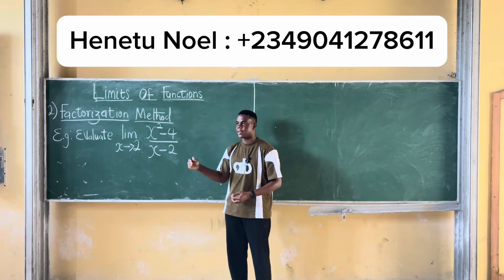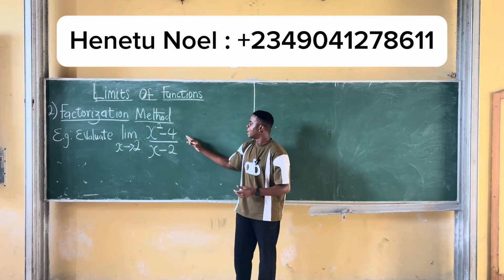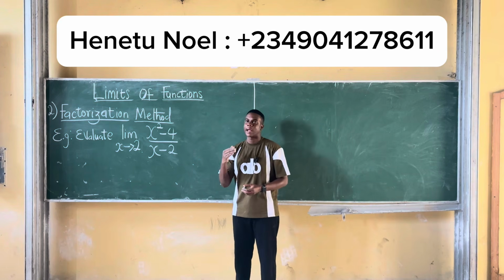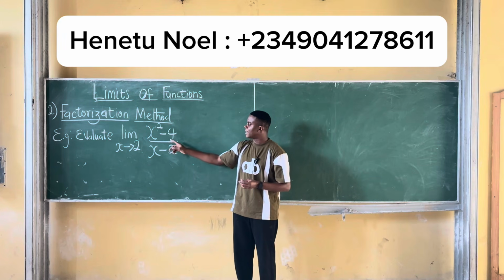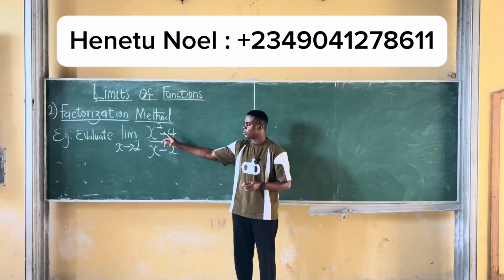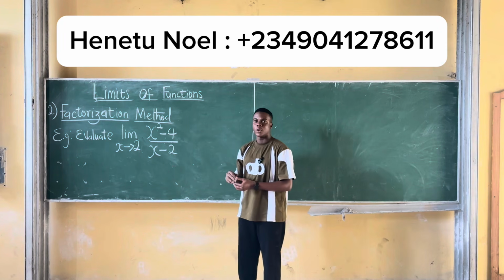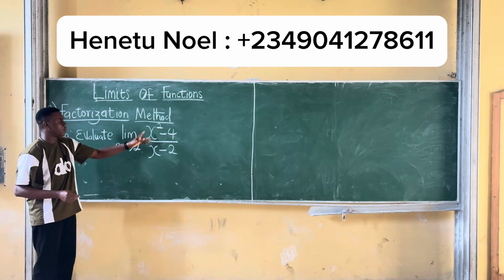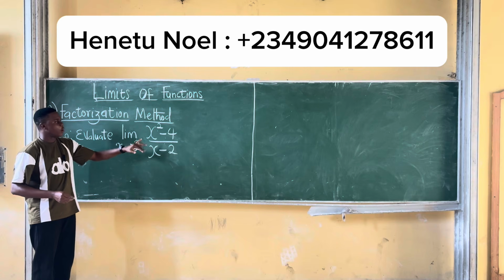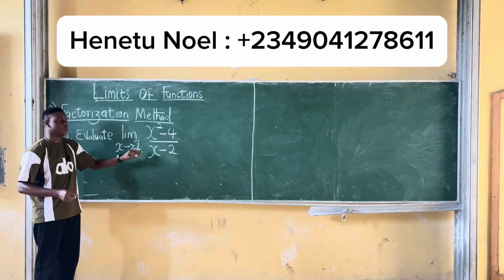So what do we do in this case? We introduce the factorization method. Now the idea is for this rational function, we want to try as much as we can to get a single answer or a determinate answer for the limits of this function. So that's where the factorization method comes in. In order to solve this, the simple thing we do is we look at the numerator and the denominator and we see where we can factorize. When we factorize, we can now do some cancellation and we can then take the limits of what is left as x tends to 2.